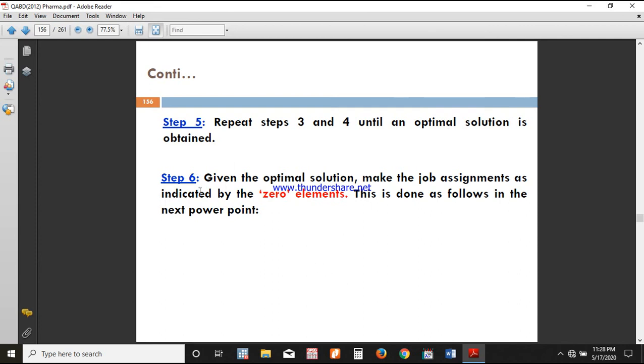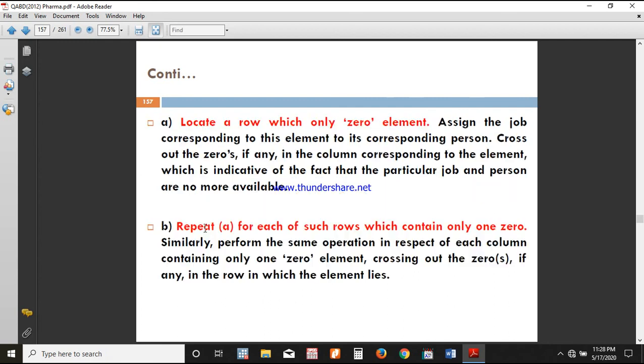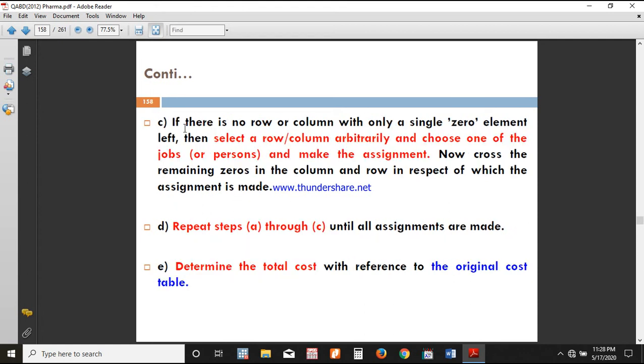Given the optimal solution, in step 6 you can make a job assignment as indicated, considering the 0 elements. Locate a row with only one 0 element, and repeat this for each such row which contains only one 0. If there is no row or column with only a single 0 element left, then select a row or column arbitrarily, choose one of the jobs or persons and make the assignment. Repeat steps until all assignments are made, then determine the total cost.